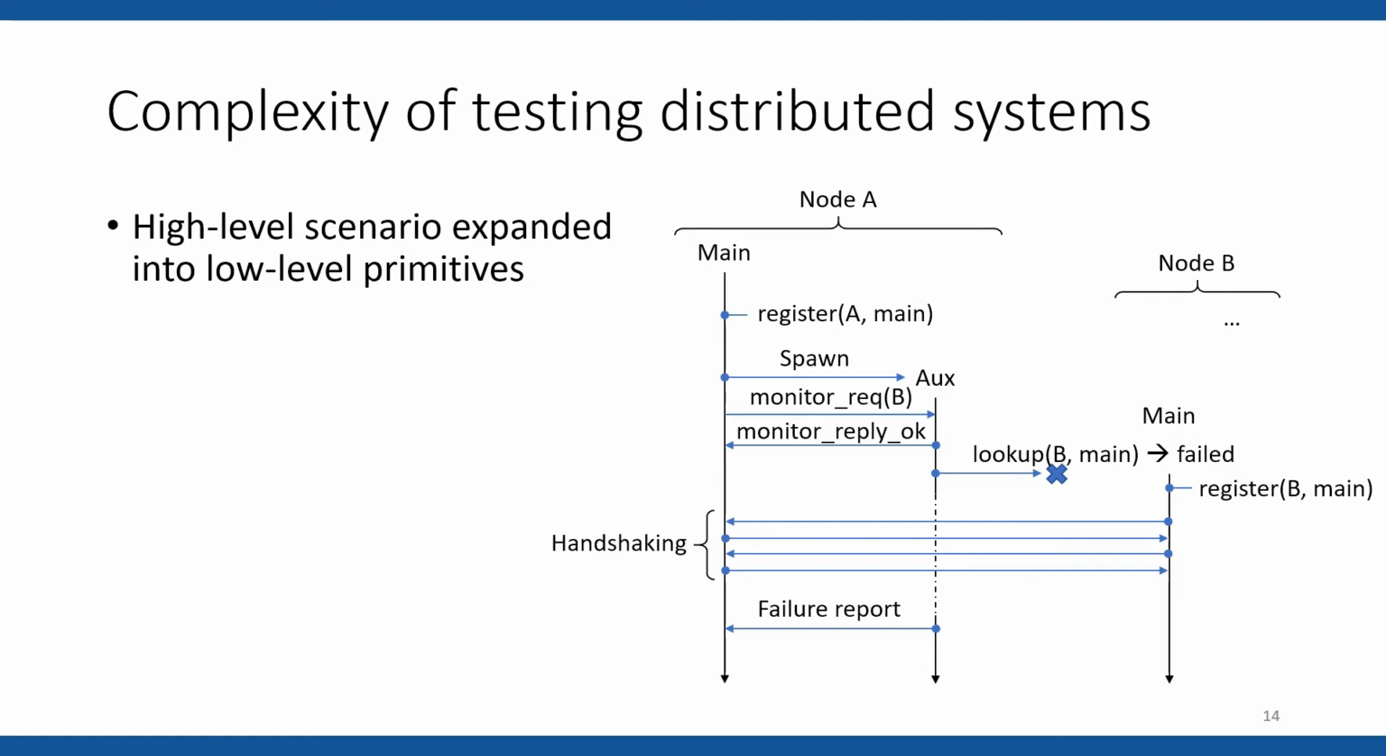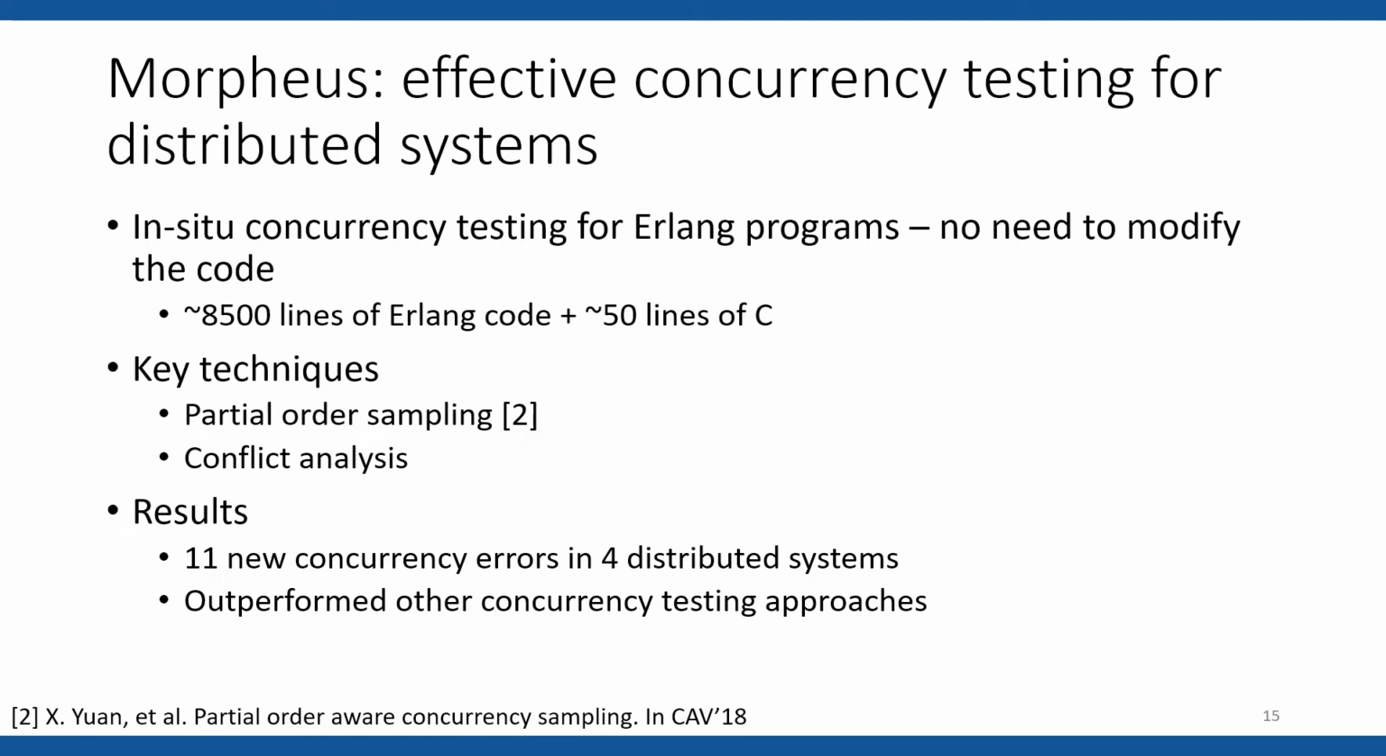To tackle the complexity of testing distributed systems, we introduce Morpheus. For a quick overview, Morpheus is an in-situ concurrency testing tool for unmodified Erlang distributed systems. We leverage two techniques to handle the complexity of testing. The first is partial order sampling, or POS for short, a randomized concurrency testing algorithm from our previous work. It has very nice properties of manifesting simple root causes despite extra dependent operations.